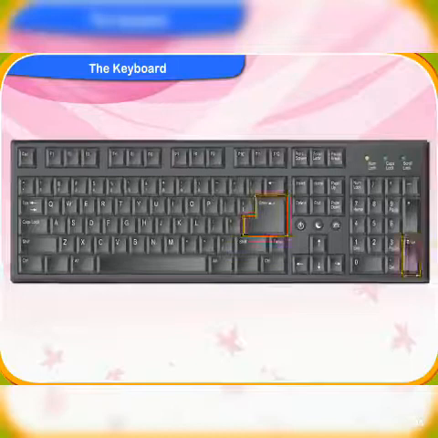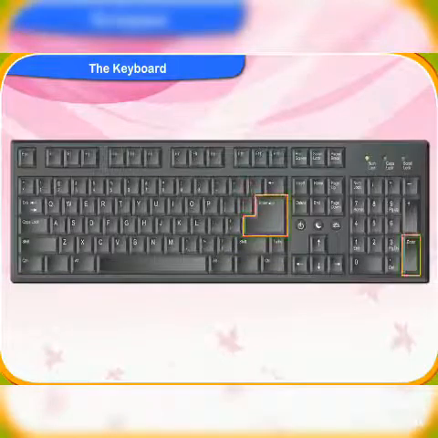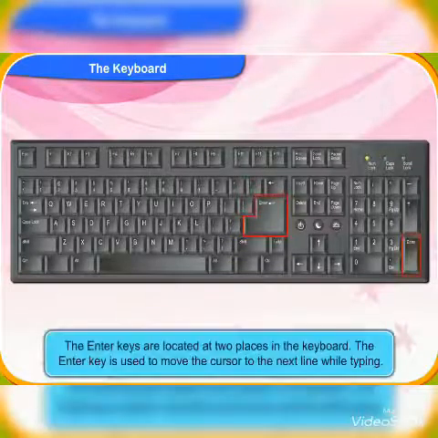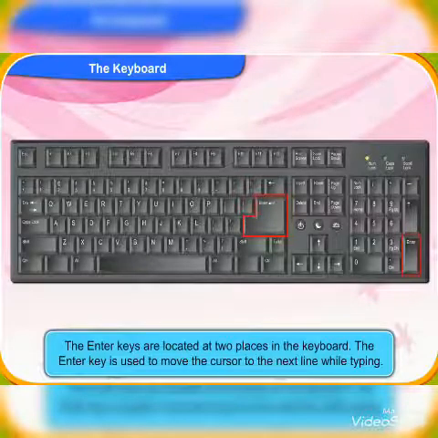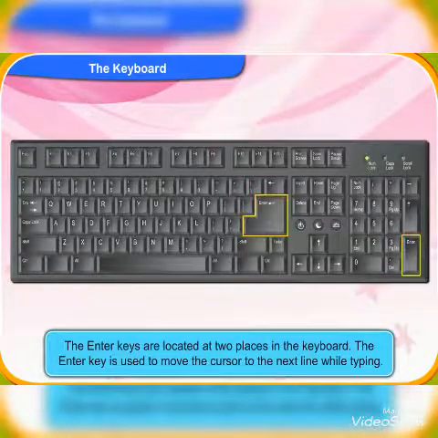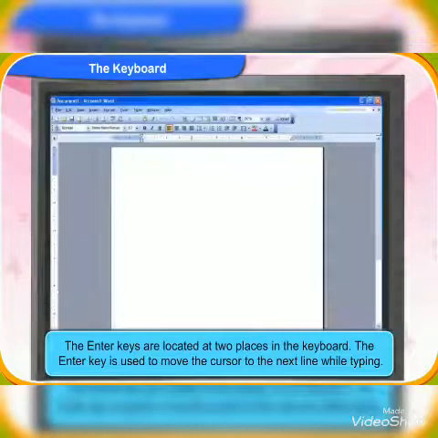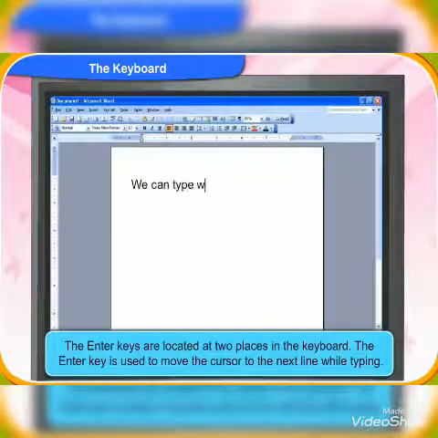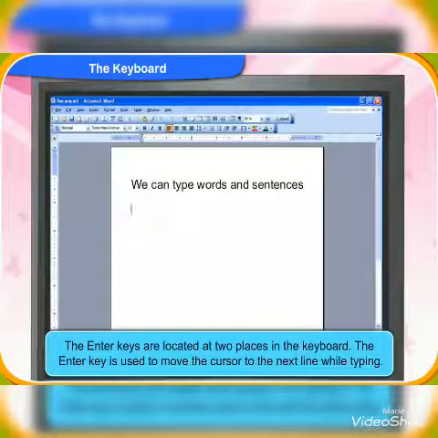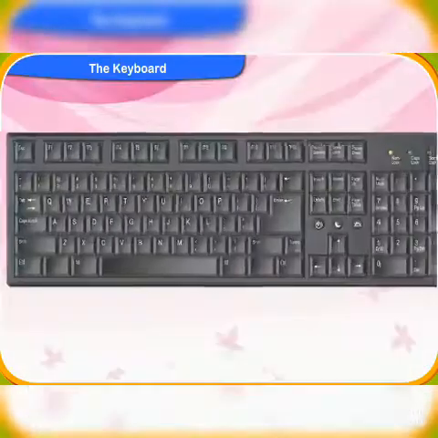What are these two big keys which have enter written on them? They are the enter keys. They are located at two places on the keyboard. The enter key is used to move the cursor to the next line while typing.